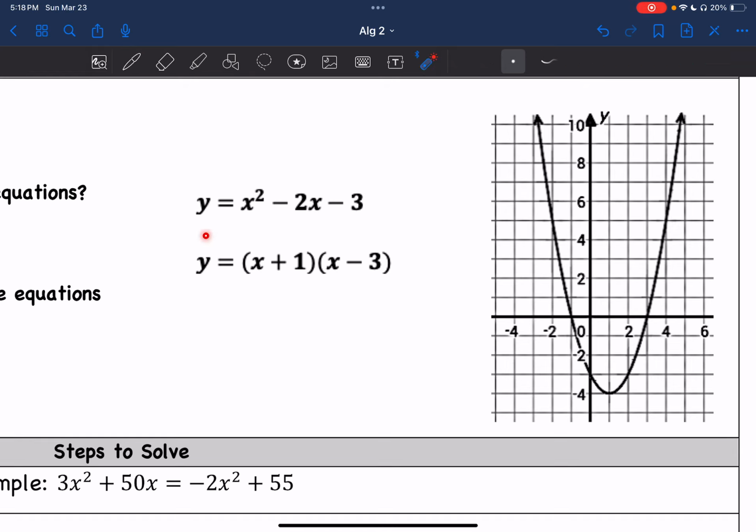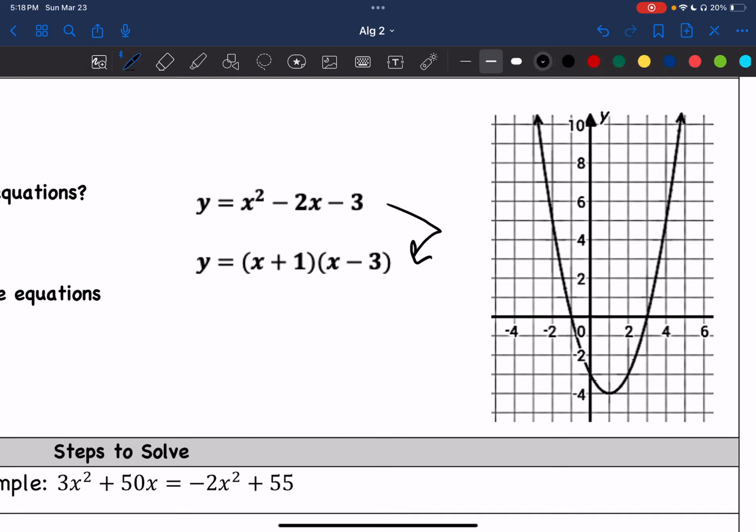So we should all be familiar with this one here. This is called standard form, where you just have x squared minus something x, or plus or minus something x, plus or minus a constant at the end. And now we've learned that we can convert that standard form into what's called factored form, where we have different factors being multiplied together. So standard form, factored form, and you might be able to tell that these two are actually equivalent. They're the same function that's graphed over here.